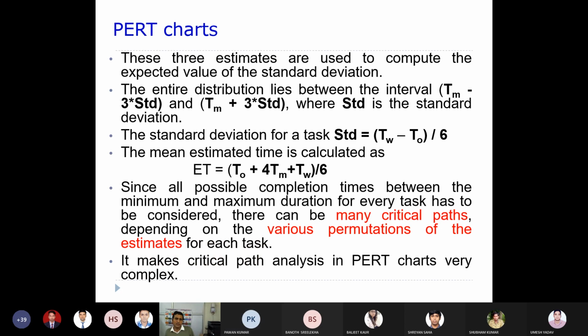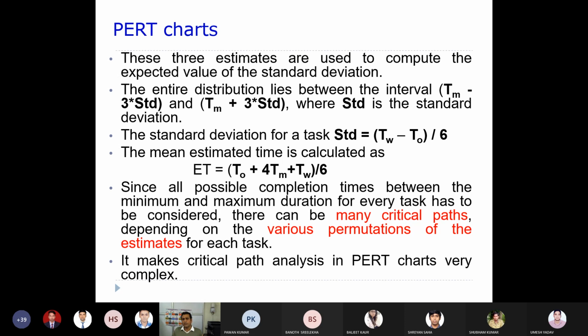Now, from these three estimates you can compute a standard deviation. Let's say you know To, Tw and Tm, where To is the optimistic one, Tw is the worst case, and Tm is the most likely. Then you can easily get the standard deviation: STD is equal to Tw minus To, divided by 6. This is going to give you the standard deviation.